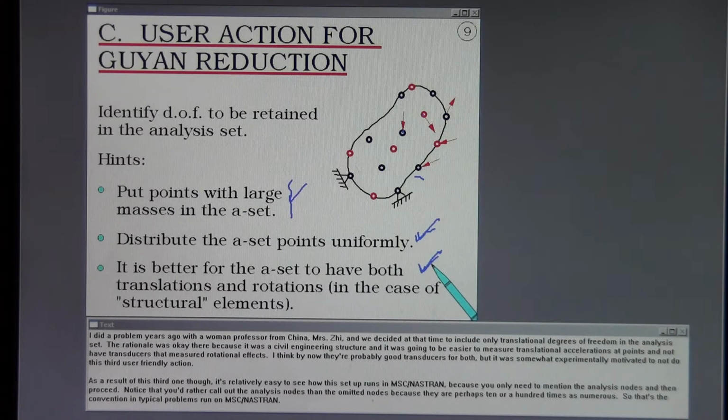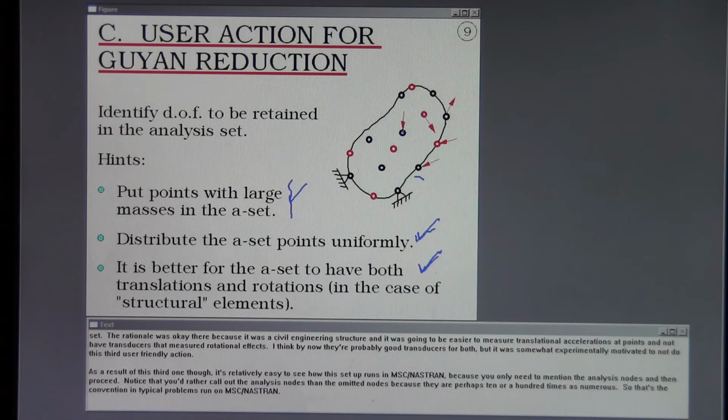As a result of this third one, though, it's relatively easy to set up runs in MSC NASTRAN because you only need to mention the analysis nodes and then proceed. Notice that you'd rather call out the analysis nodes than the omitted nodes because they are perhaps 10 or 100 times as numerous. So that's the convention in typical problems run on MSC NASTRAN.